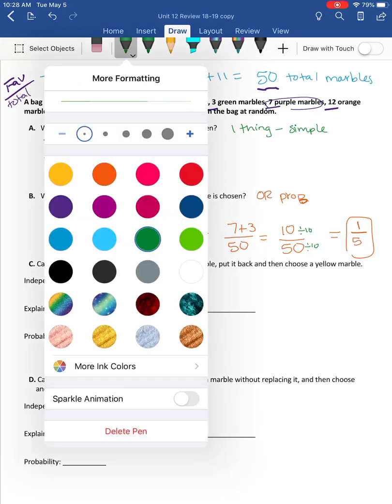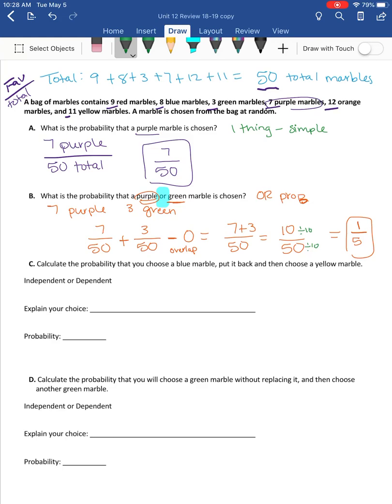So letter C, calculate the probability that you choose a blue marble, put it back, then choose a yellow marble. And we want to know if this is independent or dependent. What we need to look at is this phrase that they gave us, put it back. Well, if we put it back, that means we replace it. So this is going to be independent because this problem is with replacement.